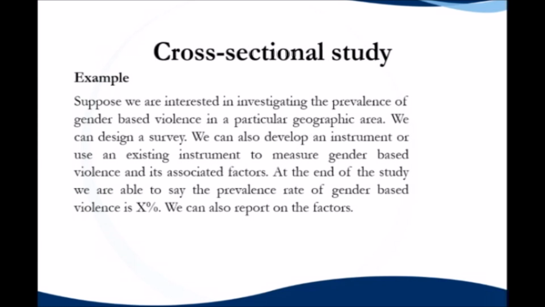So you are looking at the prevalence of gender-based violence at the time, and you are also at that point in time able to measure the risk factors. You ask them their education level, if you believe that education level is linked to gender-based violence. You ask them their socio-economic status, you look at their income, if they are working, and all those things, which from your literature you've identified as risk factors. So you are able to measure the risks and the outcome of interest at the same point in time. At the end of the day, you are able to say, this is the rate of gender-based violence, and you are also able to report on the factors.